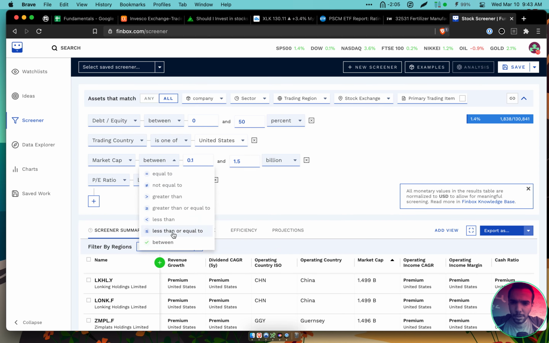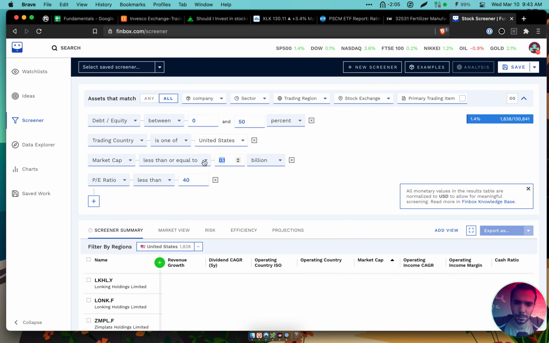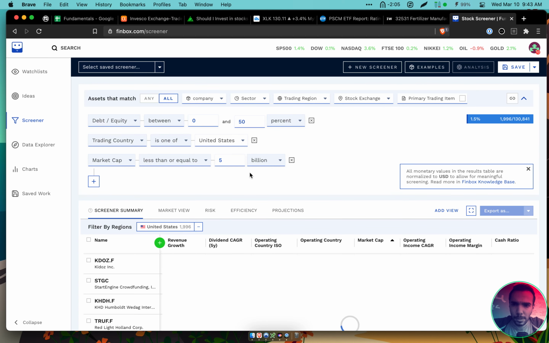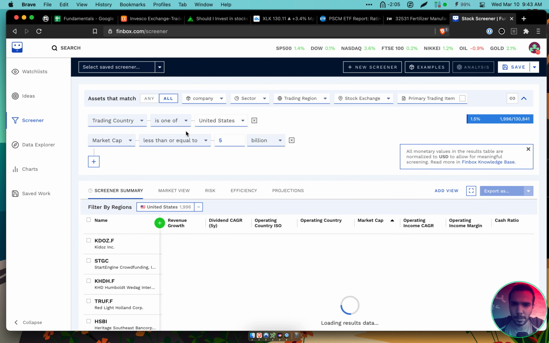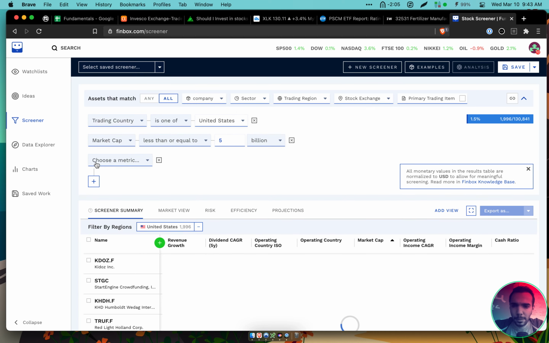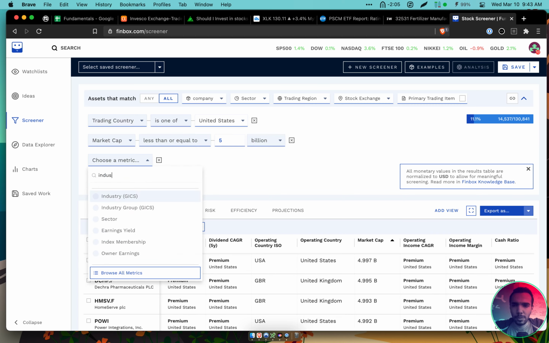All right, so we just want it to be less than, say, 5 billion. And I don't care about PE ratio. I don't care about debt to equity. We'll kind of look into that in a little bit. And then you want to pick the industry.